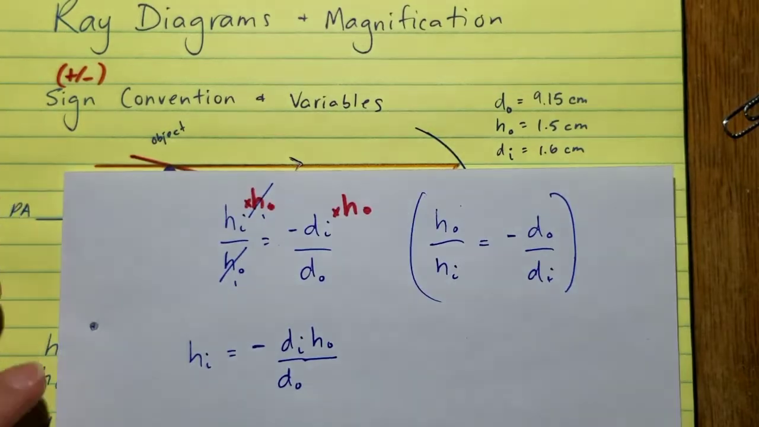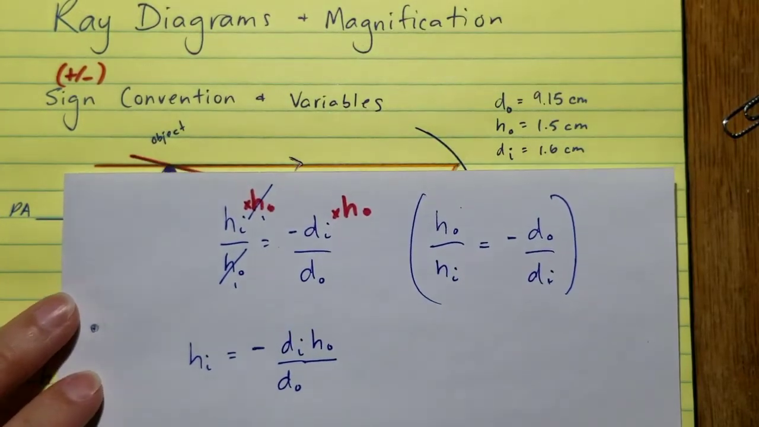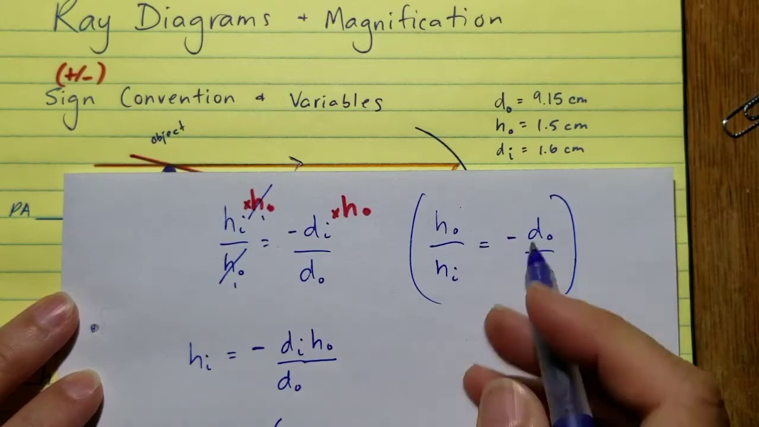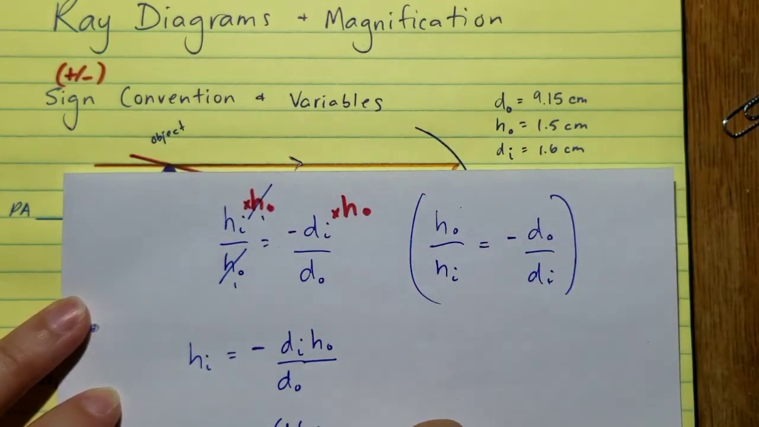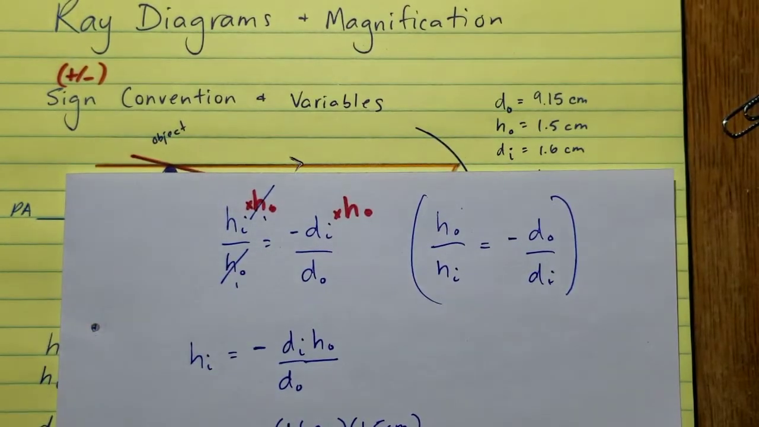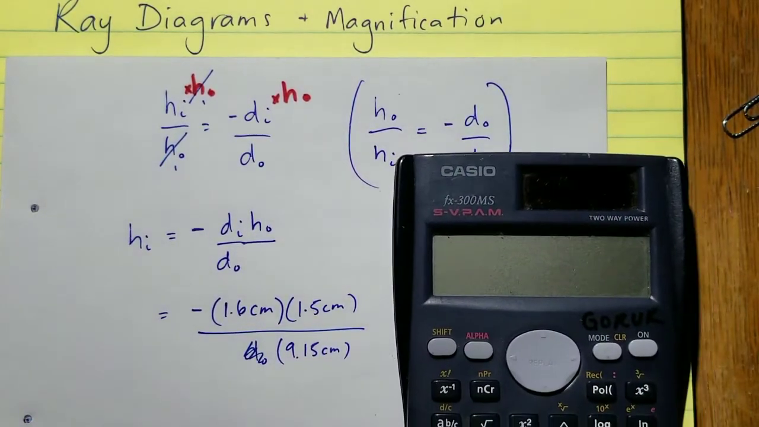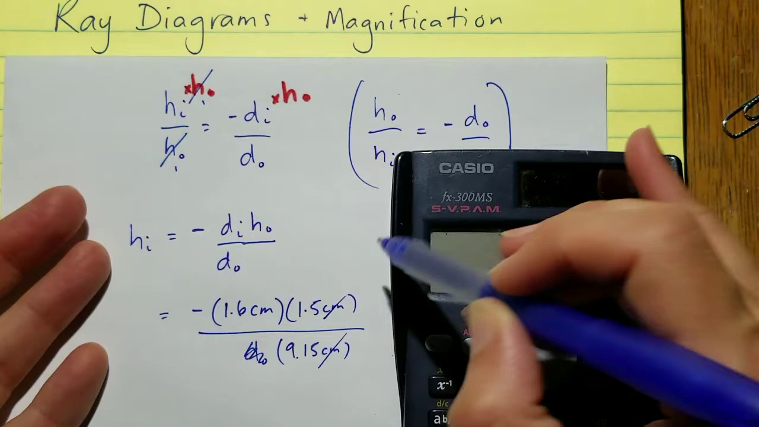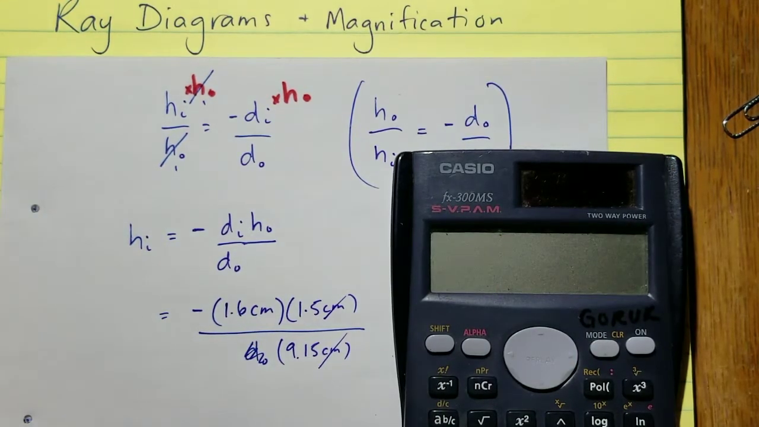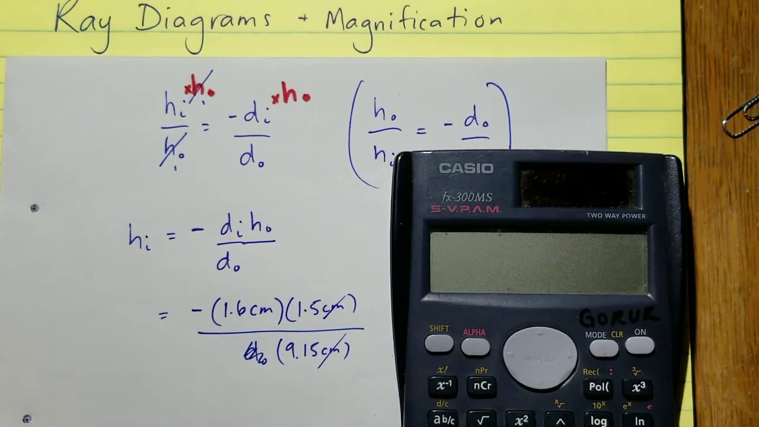Okay, and multiplication and division with BEDMAS don't really matter which order we do it in. So let's put in our numbers. I'm going to sub them in. di, 1.6 centimeters. hi, 1.5 centimeters. And do, oops, I wrote do. That's not what I want to write. 9.15 centimeters. Now I put in the units because that's what I do. And you can see that the centimeters and centimeters will divide out and the units we're left with are centimeters. And this is where I'm saying it doesn't really matter the units, but you really have to pay attention so you know what the units will be in the end.